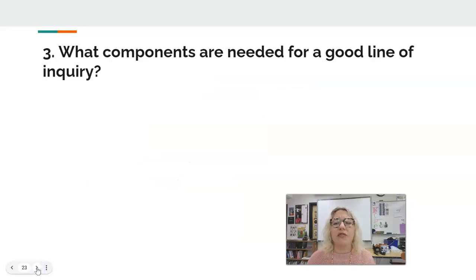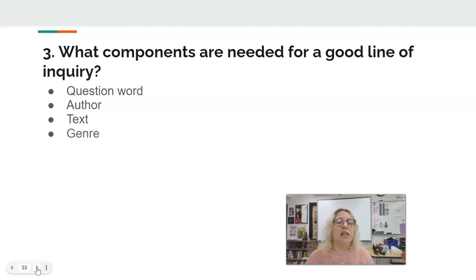What components are needed for a good line of inquiry? You need a question word or multiple question words. You need the author's name. You need the name of the text. In this case, it would be underlined or italicized because it's a major work. You need the name of the genre, the type of the form that you are analyzing. You need some kind of a literary or linguistic aspect.